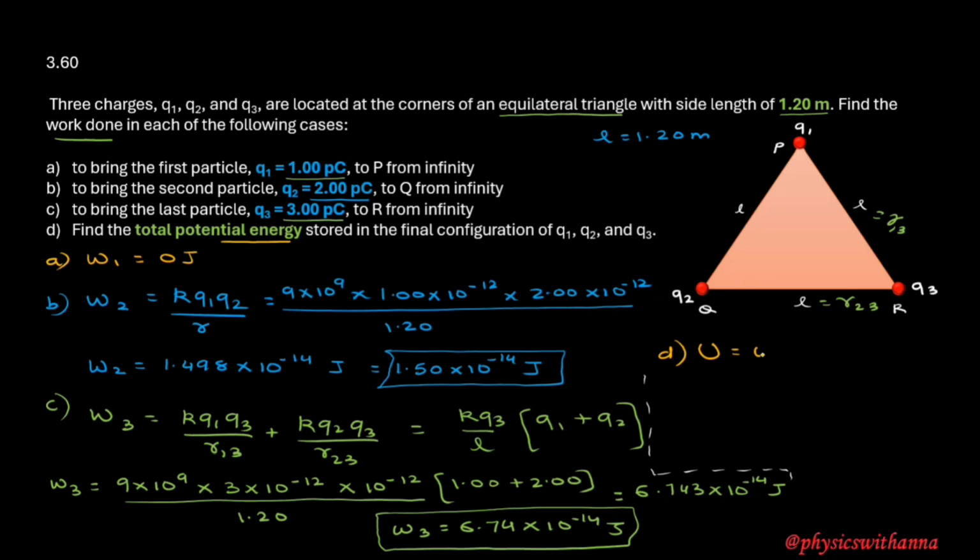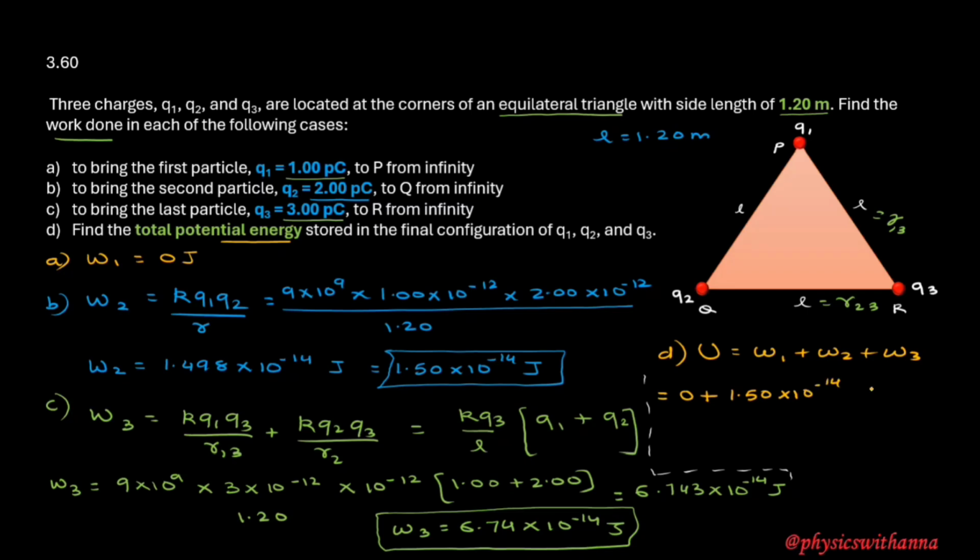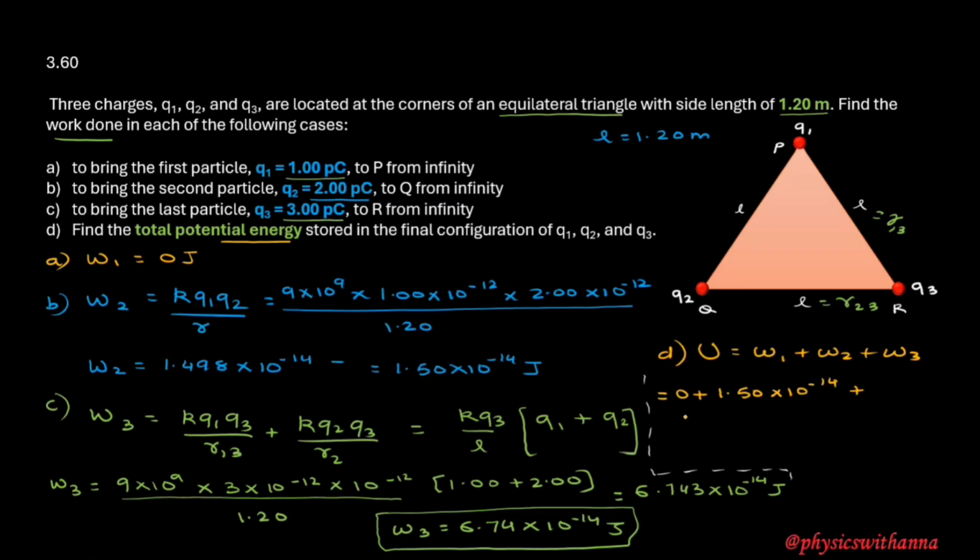That will be equal to W1 plus W2 plus W3, which is equal to W1 is 0, W2 is 1.50 times 10 to the power negative 14, plus W3 is 6.74 times 10 to the power negative 14. And when you add them, you get the total potential energy of the system to be equal to 8.24 times 10 to the power negative 14 joule.